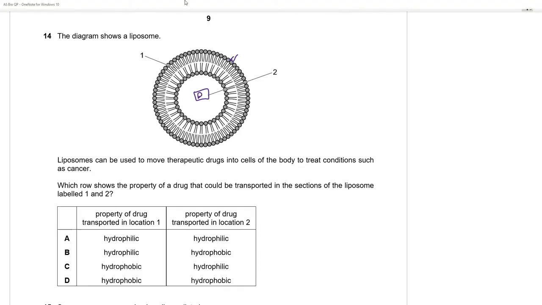But there's this thing that it depends. You can even keep the drug here or here. So you guys know that these heads are hydrophilic in nature. So if you transport the drug in location 2, the drug's nature will actually be hydrophilic. And the drug located here, the tails are hydrophobic, right? So in 1, the drug has to be hydrophobic. So it's hydrophobic in location 1 and hydrophilic in location 2. So the answer should be C.